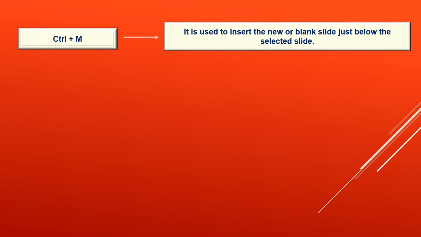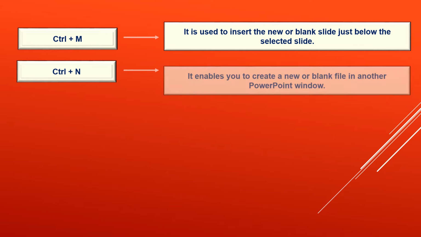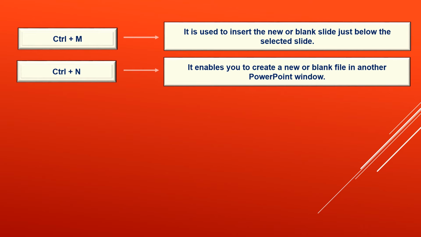Now Ctrl plus M. It is used to insert a new or blank slide just below the selected slide. Ctrl plus N. It enables you to create a new or blank file in another PowerPoint window.